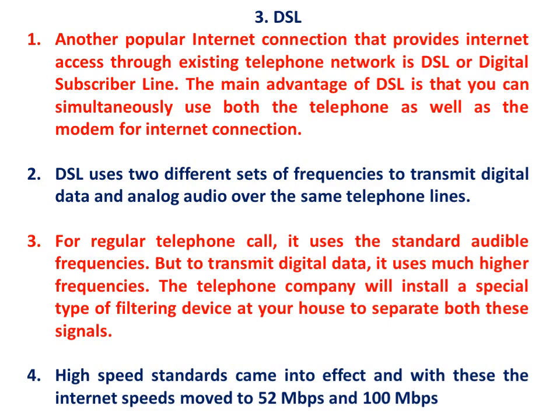DSL uses two different sets of frequencies to transmit digital data and analog audio over the same telephone lines. For a regular telephone call, it uses the standard audible frequency, but to transmit digital data, it uses much higher frequencies. The telephone company will install a special type of filtering device at the houses to separate both these signals. The high-speed standard came into effect with internet speed moving to between 52 Mbps and 100 Mbps, which was achieved because of this digital subscriber line.